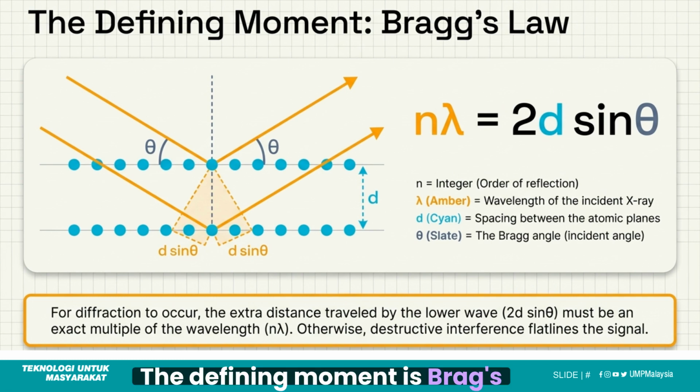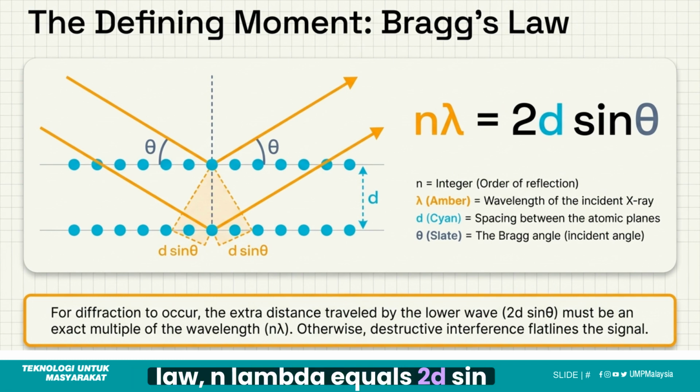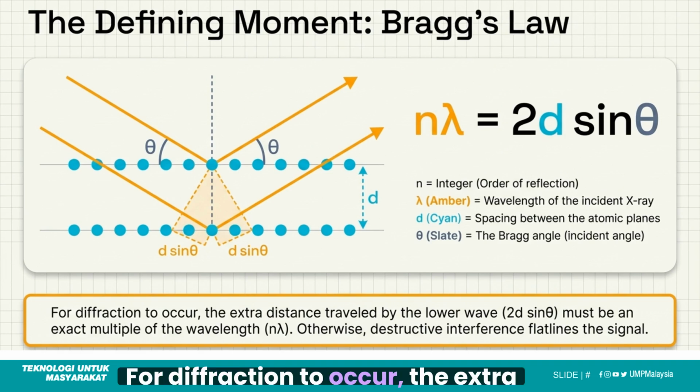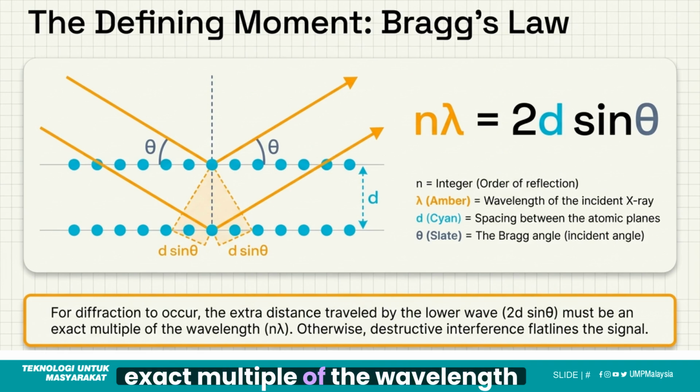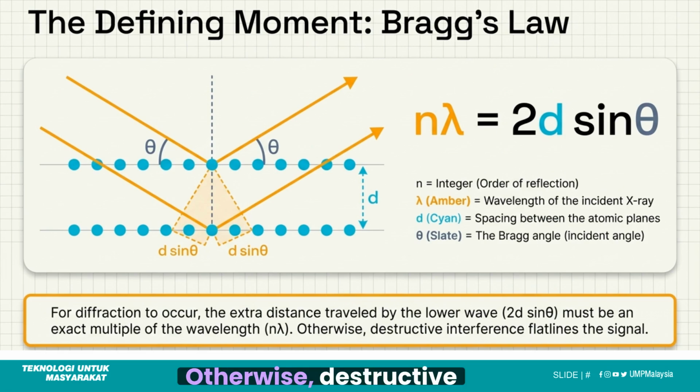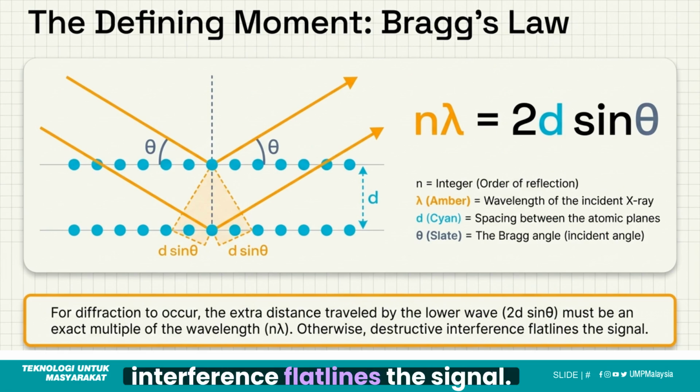The defining moment is Bragg's law, n lambda equals 2d sine theta. For diffraction to occur, the extra distance traveled by the lower wave, 2d sine theta, must be an exact multiple of the wavelength, n lambda, otherwise destructive interference flatlines the signal.